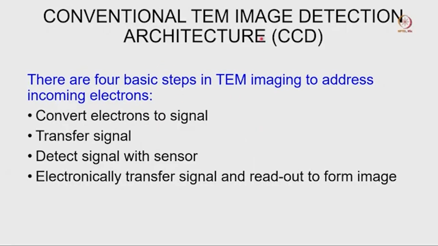The charge coupled device, the major difference is this, that it converts electron to a signal first. So, electron will be converted to the photon. Then it will start transferring that signal. So, it cannot directly transfer the electron. Then it will detect the signal with the sensor, and then electronically transfer this signal and read out to form image. So, there are 4 different steps, and a couple of steps can create noise or other problems.